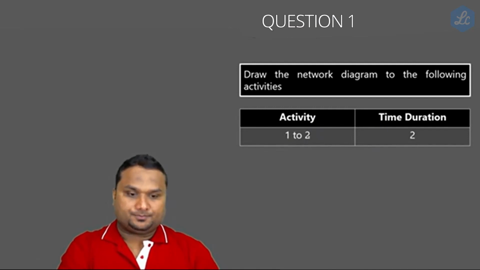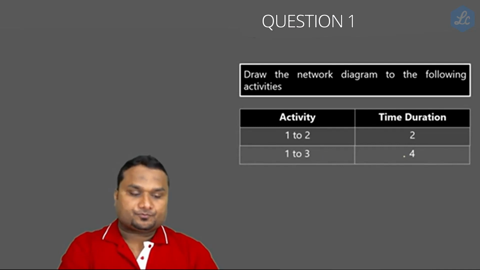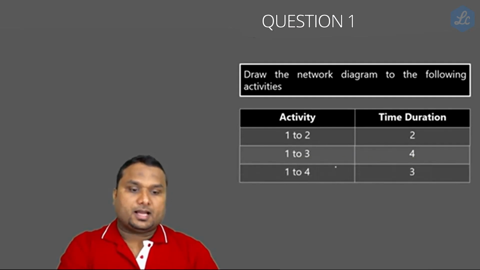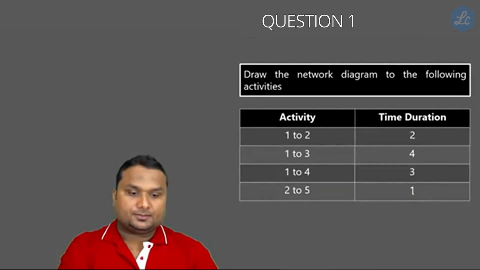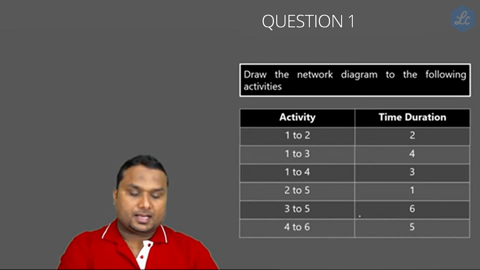Second column, time duration. Activity 1 to 2, time duration is 2. Activity 1 to 3, time duration is 4. Activity 1 to 4, time duration is 3. Activity 2 to 5, time duration is 3. Activity 3 to 5, time duration is 6. Activity 4 to 6, time duration is 5. Activity 5 to 6, the time duration is 7.